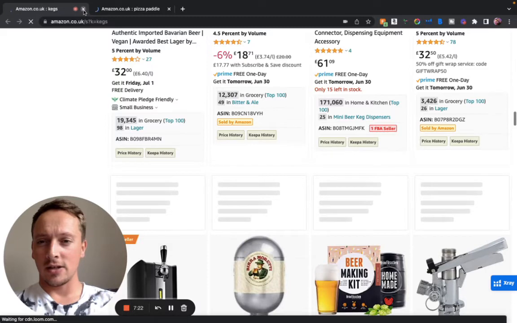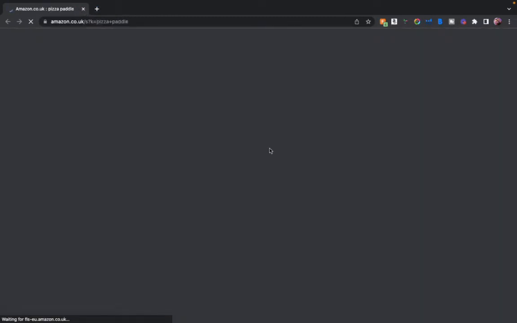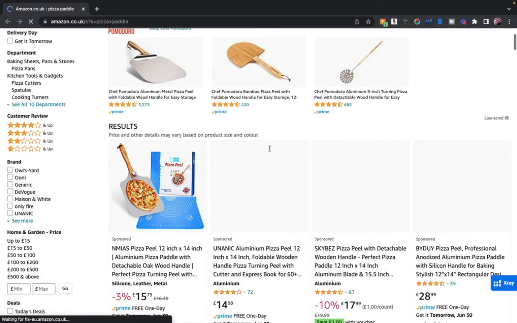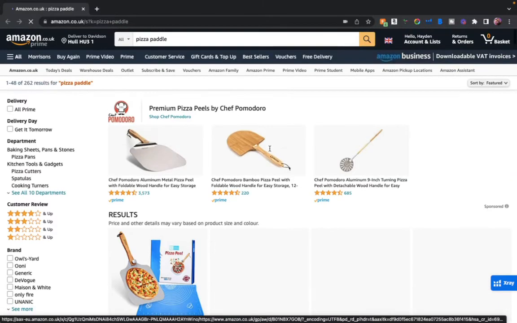Okay, so let's look at the old pizza paddle here. Now, what is a pizza paddle? Let's have a look at what a pizza paddle is. Ah, there we go. Interesting. So pizza paddle here.